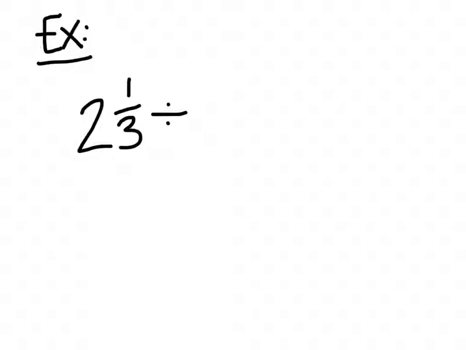All right, let's look at an example. Let's take 2 and a third, divided by 7 and 2/9. Let's make that negative. All right.